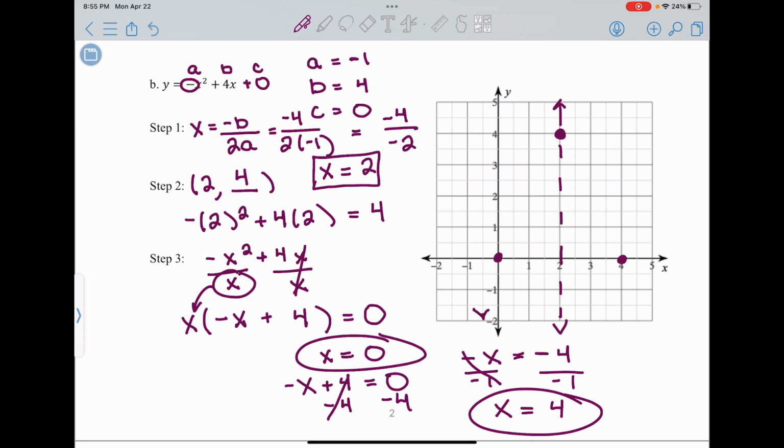And this gives me an upside down parabola. And that is because if you look, my a value was negative. And whenever my a value is negative, I have a frowny face.